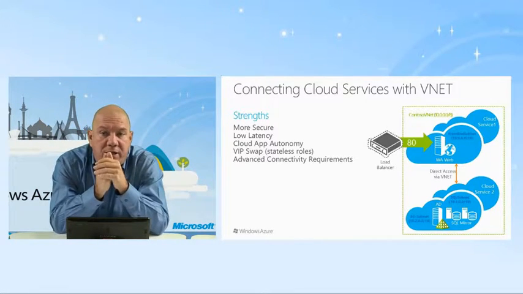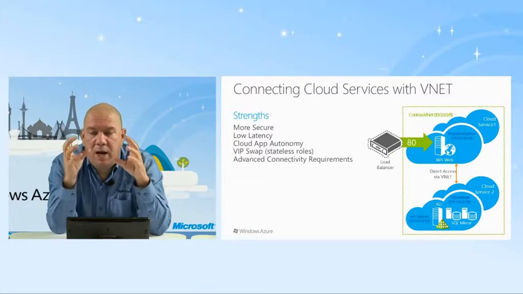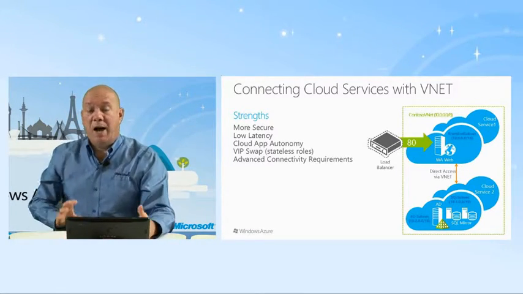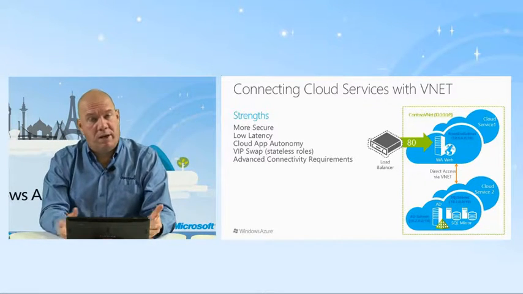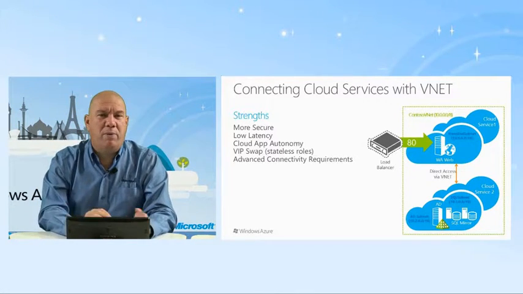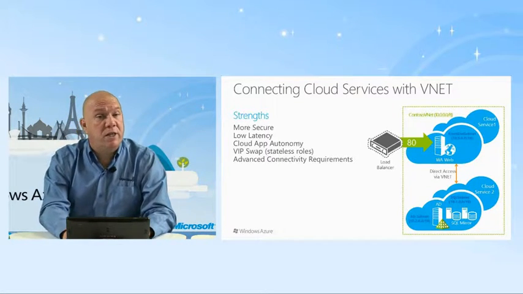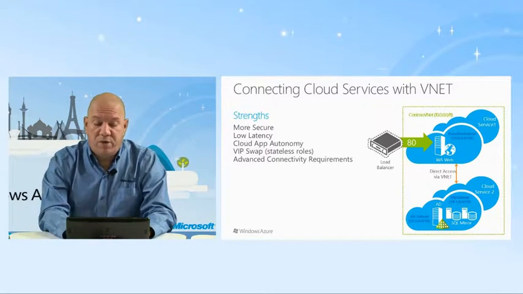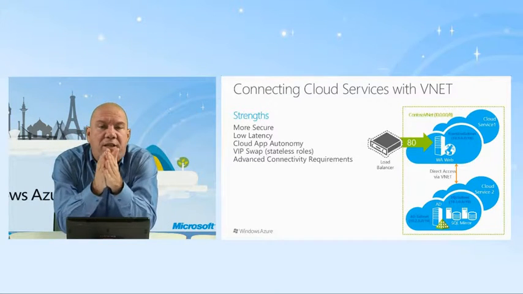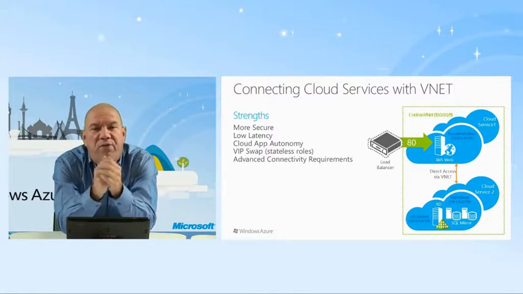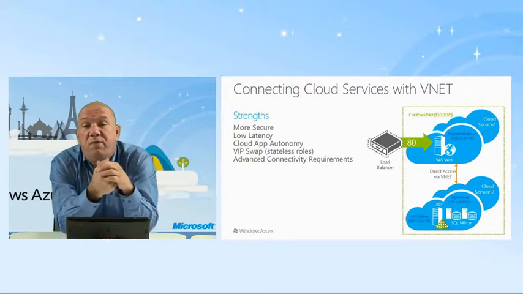The cloud app has autonomy in that my cloud app is, again, part of my environment. I manage it all myself, so I've got the ability to add, remove worker roles, web roles as I happen to need to. Configuration is fairly straightforward. Still very stateless. This is fairly advanced connectivity, however, right? I'm not going to say it's not for the faint of heart, but this is advanced stuff.